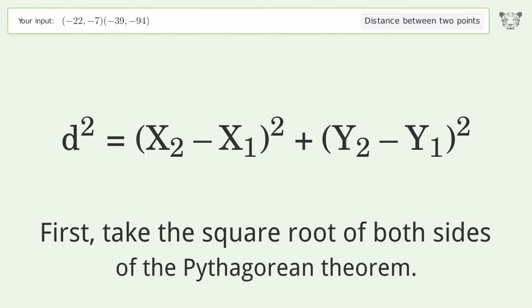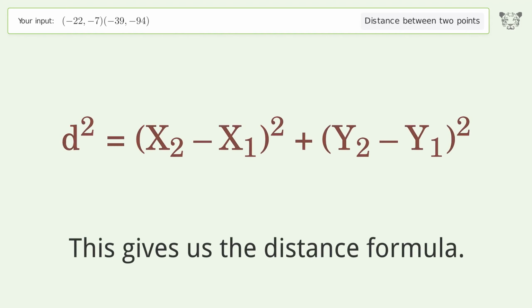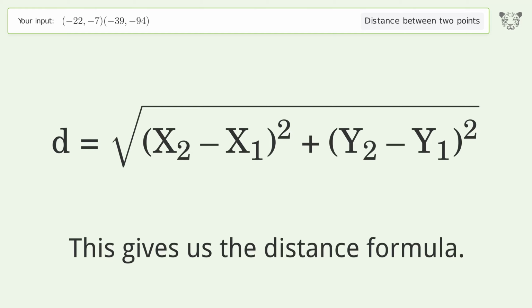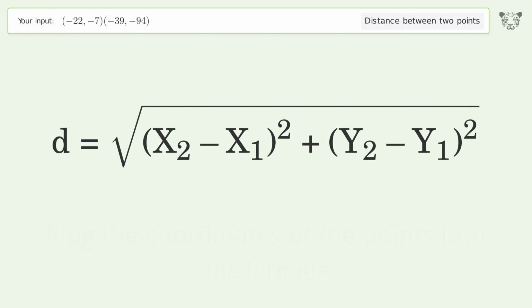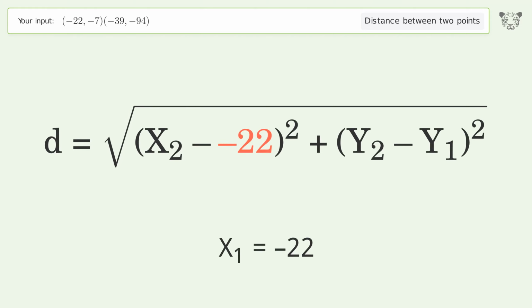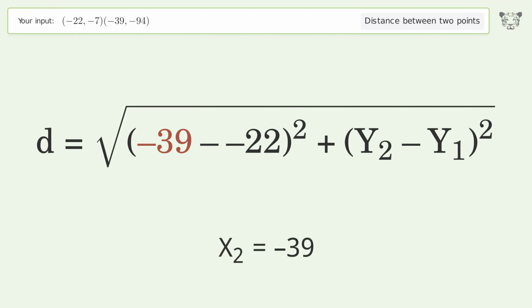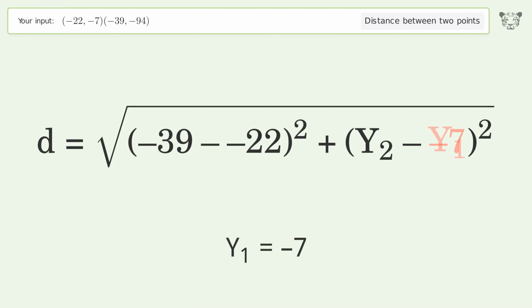First, take the square root of both sides of the Pythagorean theorem. This gives us the distance formula. Plug the coordinates of the points into the formula. x1 equals -22. x2 equals -39. y1 equals -7. y2 equals -94.